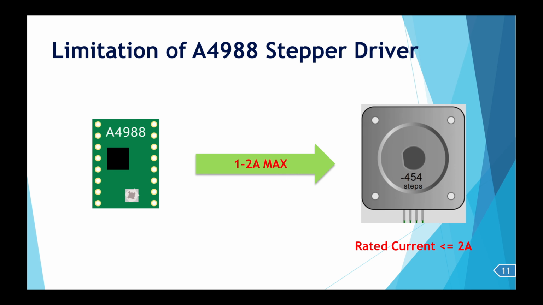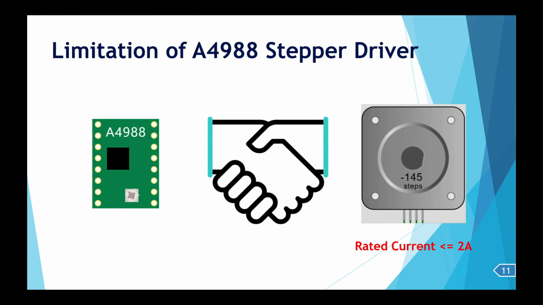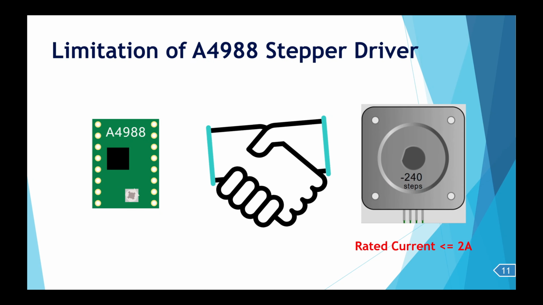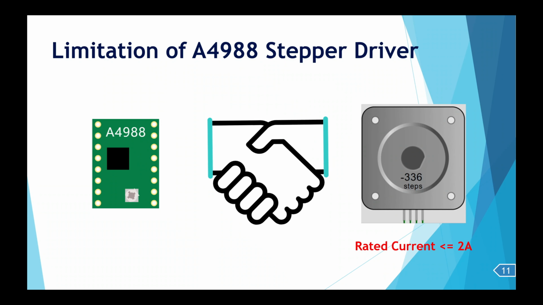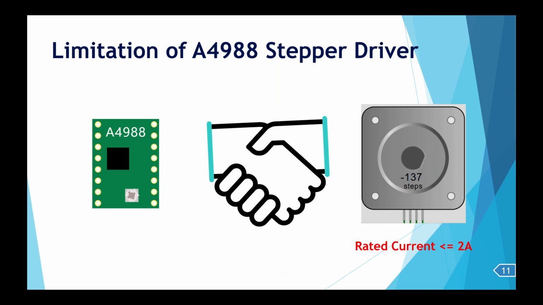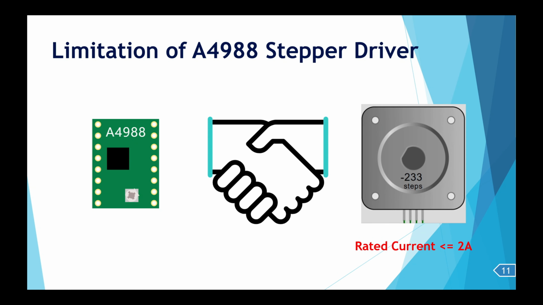If the specified current rating is greater than 2 ampere or the motor tries to draw more current than the specified value of the driver, then the driver will burn out. So that means which driver is to be selected and which motor is to be selected, that combination must be known to you. There must be a handshaking mechanism between them. That means that driver and the motor will be selected by matching their current and voltage specifications.